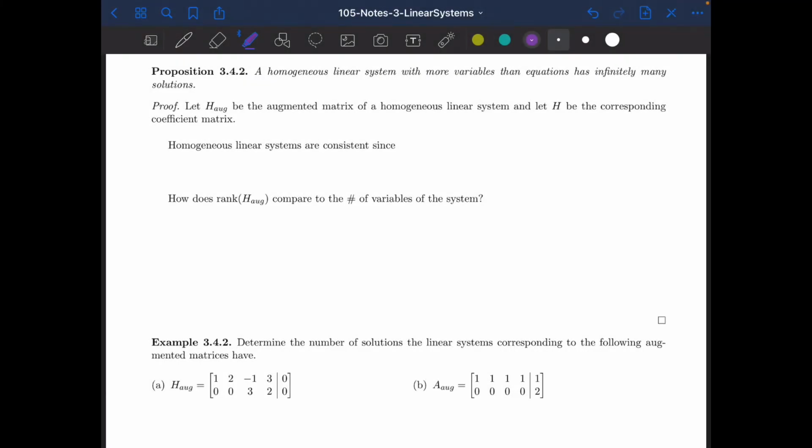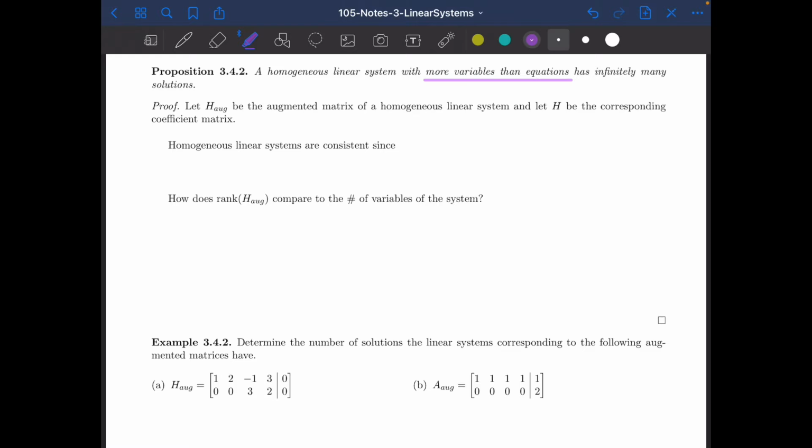In this video, we will look at proposition 3.4.2 and example 3.4.2. We're continuing to look at the number of solutions of homogeneous linear systems. Proposition 3.4.2 tells us that a homogeneous linear system with more variables than equations has infinitely many solutions.